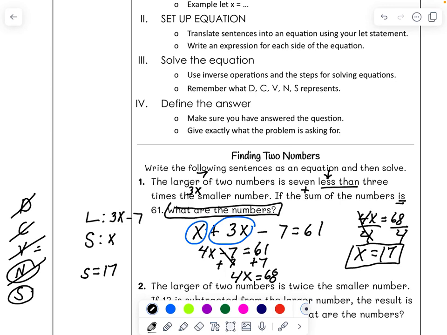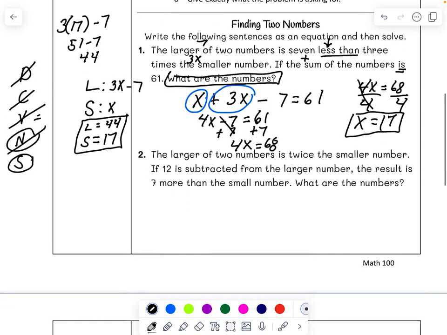But I have to remember to get the larger number, I have to take this 3x minus 7, and instead of the x, I'm going to substitute the value that I know for it. So 3 times 17 minus 7. Okay? So now I know I'm going to have 51 minus 7, which is 44. So now my larger number is 44. My smaller number is 17. All right. Let's do the next one.